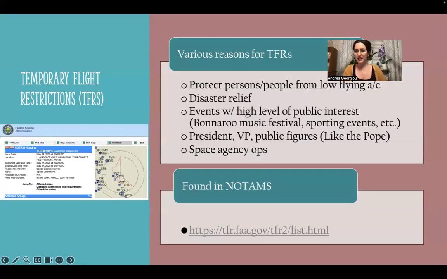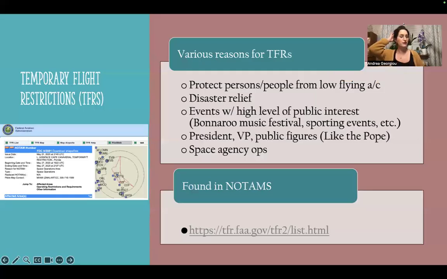And then I want to focus on TFRs for just a little bit. These are called temporary flight restrictions, TFRs. So I'm in the other section, section 5, and let's go to chapter 3-5-3, paragraph B. I would like for you to just look through number 1-6. These are all the different reasons why we might have TFRs. Think of it as anytime there's a lot of people on the ground, they don't want people flying low in case something happens, there's an emergency.